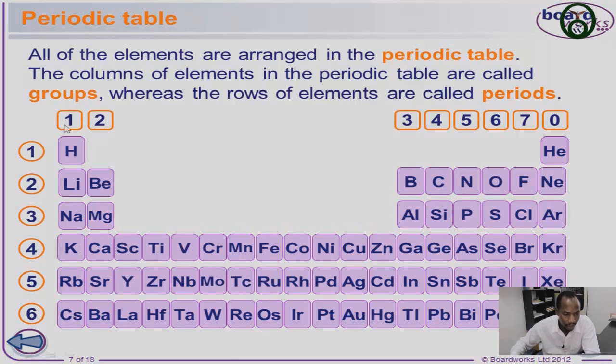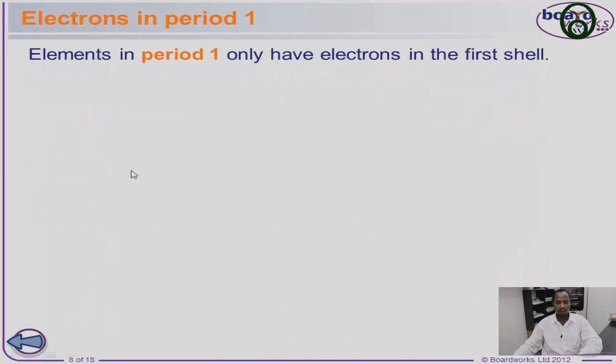But in any case, this is group 1, this is group 2, this is group 3, this is group 4, this is group 5, this is group 6, this is group 7, this is group 8. Now, all the elements are arranged in the periodic table according to the atomic number. The columns of elements in the periodic table are called the groups, like we said, and the rows are called the periods.